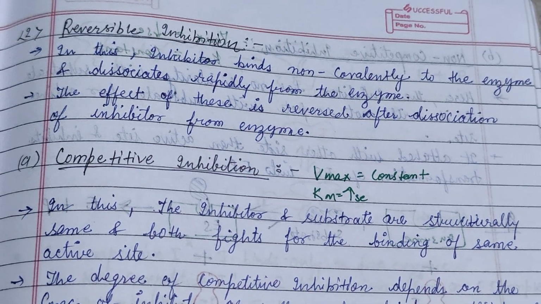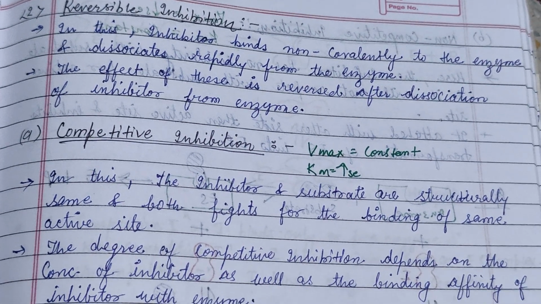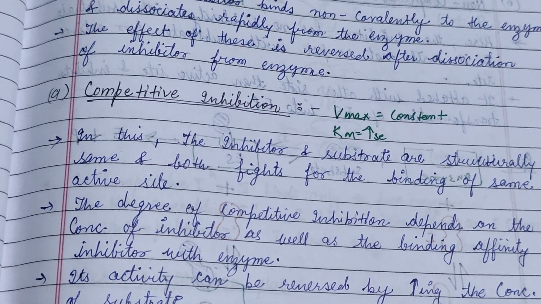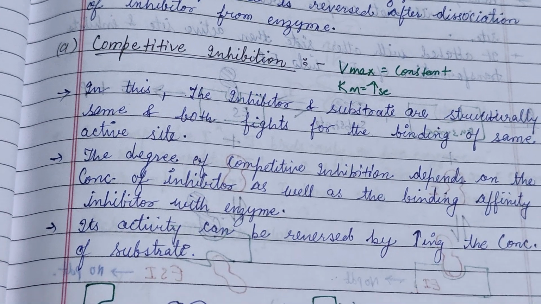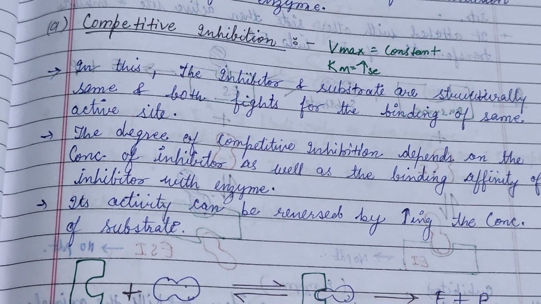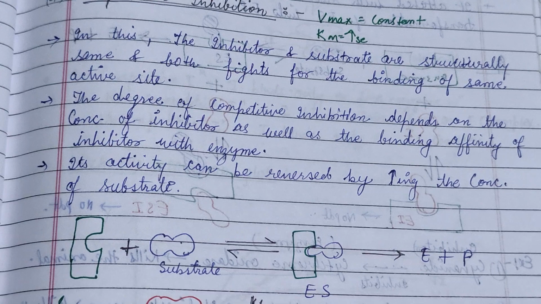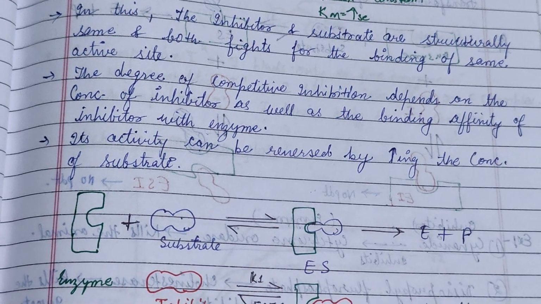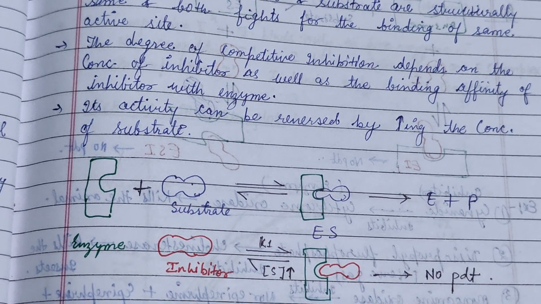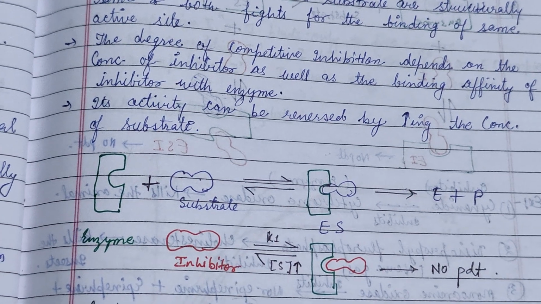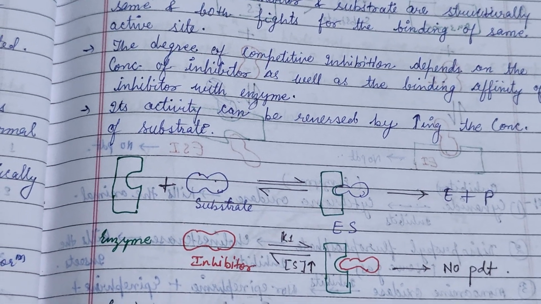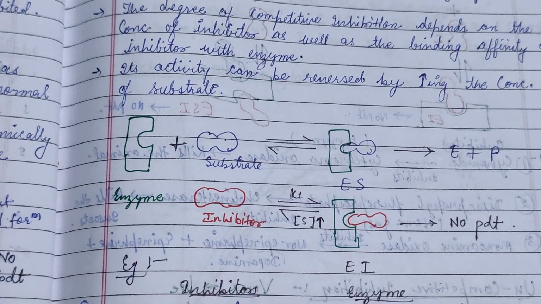Next is the reversible inhibition. It includes the competitive, non-competitive and the uncompetitive. In competitive inhibition, the Vmax is equal to constant while the Michaelis-Menten constant is increased. The inhibitor and substrate are structurally the same but both fight for the binding of the same active site. So in this, there is competition for the active site between substrate and the inhibitor.